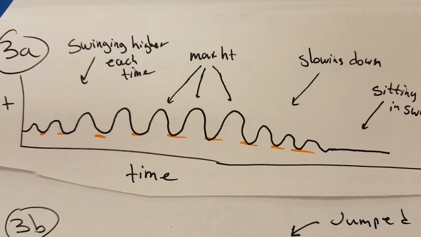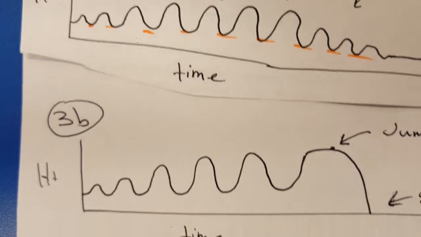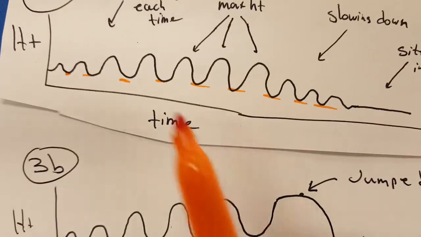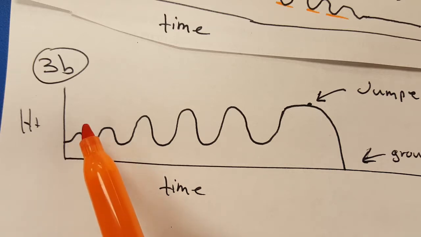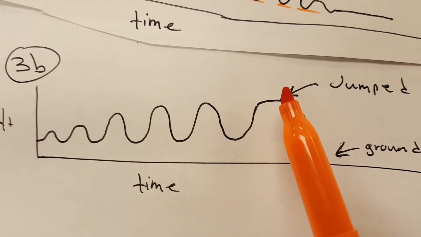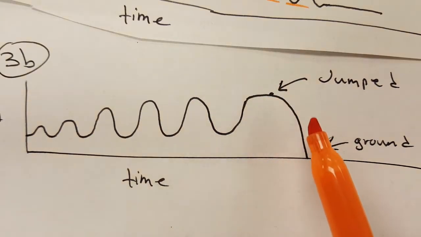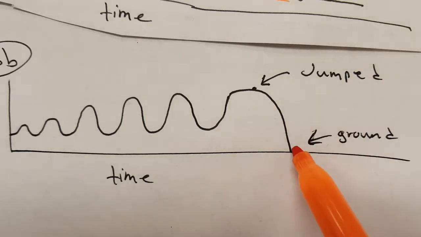Now, part B says, what would you do the exact same thing, but instead of slowing down, what would happen if you just jumped? Well, I kind of tried to copy and paste the same thing. So here's my height, here's my time, swinging harder, harder, max height, and then boom, jumping from the max height. You would probably fall pretty quickly, boom, land on the ground. And then that's it, you're done. So again, there's the ground.